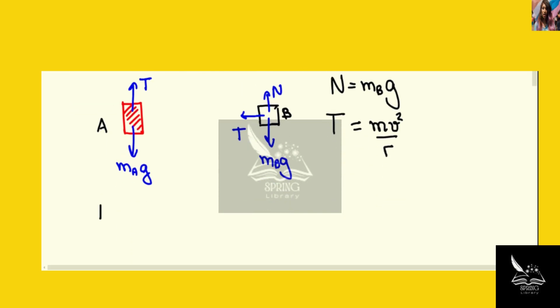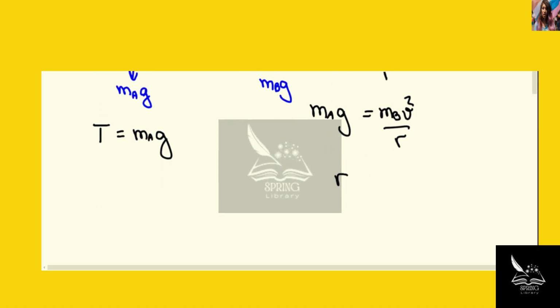Okay. And in order to find the tension, we can go back to block A. And since block A is hanging, then the tension must be equal to the mass times the acceleration of gravity, so that the tension balances the gravity. And we can now substitute it back into the equation for the circular motion of block B. So we have that m_A times g is equal to m_B times v squared over r. r then is equal to m_B v squared over m_A g.